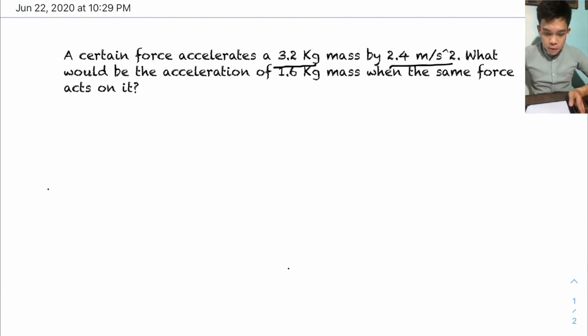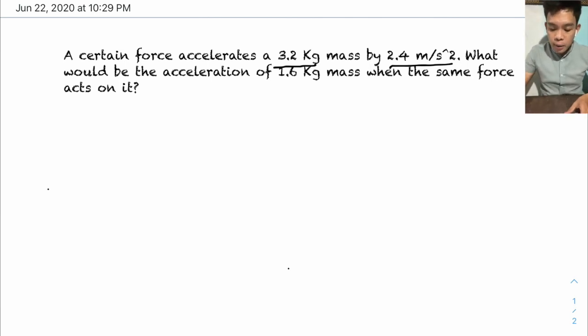A certain force accelerates a 3.2 kilogram mass by 2.4 meters per second squared. So what would be the acceleration of a 1.6 kilogram mass when the same force acts on it? So that is our problem.